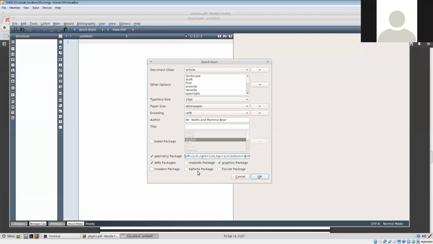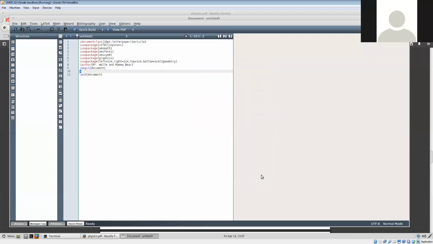What does the Babel package do? I don't know. Babel is probably some sort of translation thing, right? So it's got a bunch of different languages there. It's like a Babel fish. Babel fish is a translation. It's a Hitchhiker's Guide to the Galaxy reference.